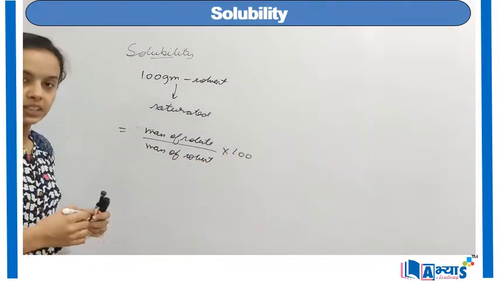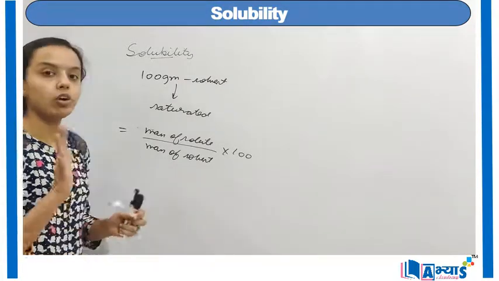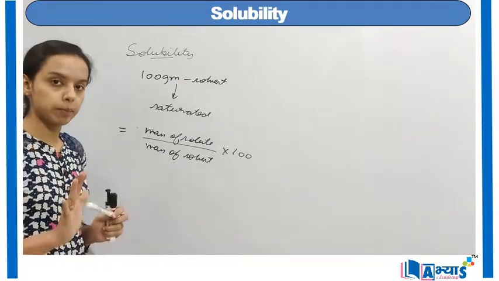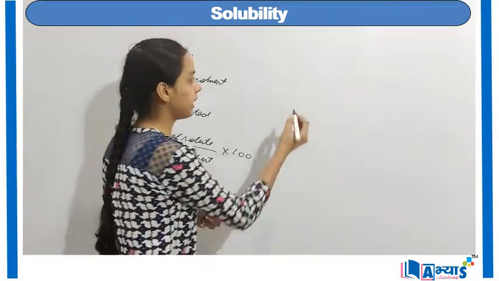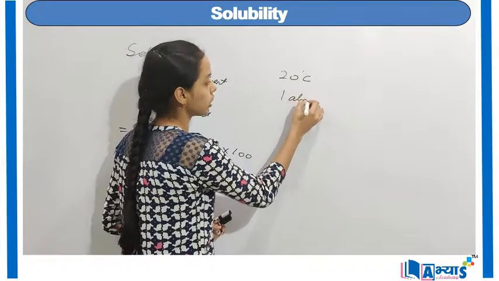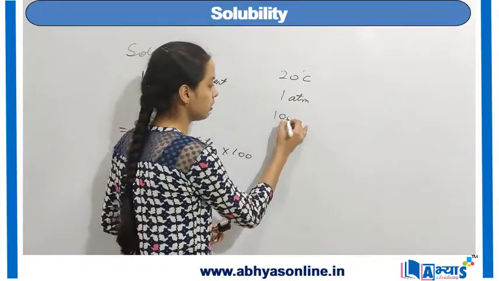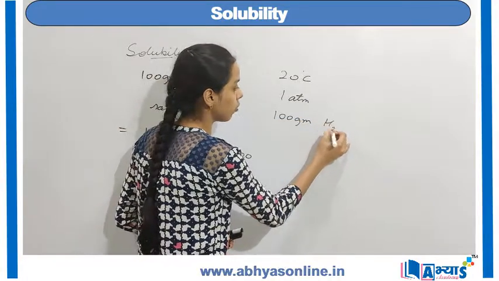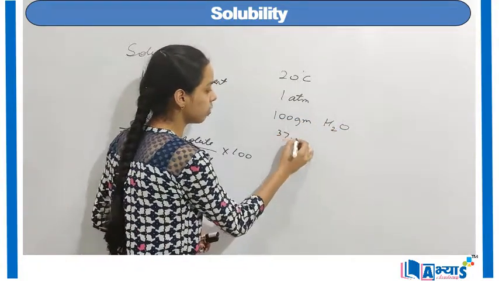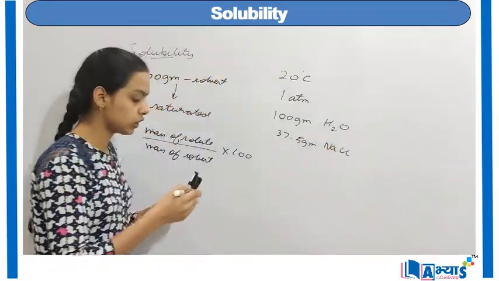So we can simply say, if I take an example of sodium chloride in water, and you are not changing the pressure and the temperature of the room, that means if I take the example that temperature is 20 degrees Celsius and pressure is 1 atmospheric pressure, and the amount of solvent is 100 grams of water, and 37.5 grams of sodium chloride is the solubility.